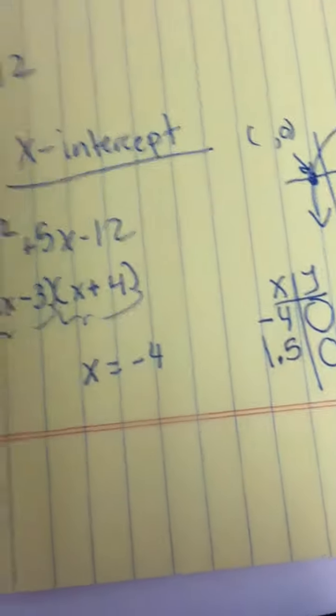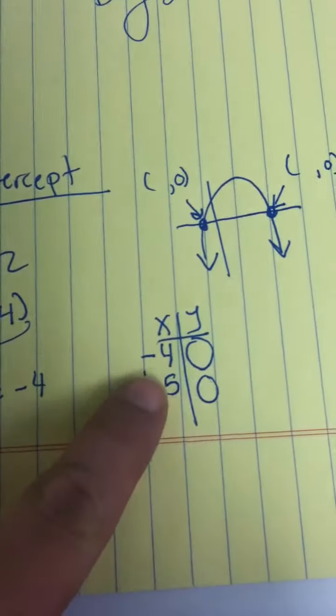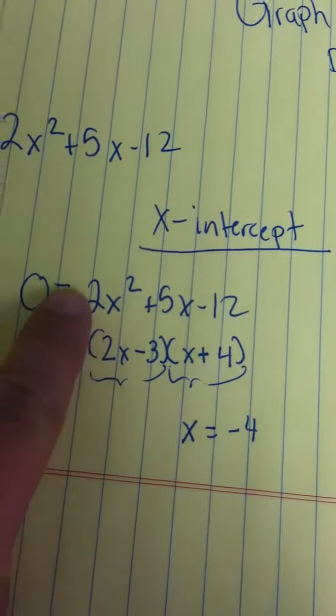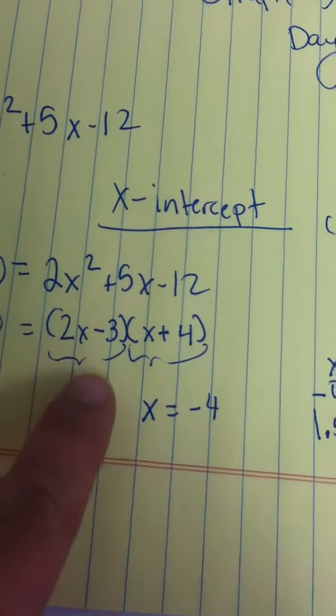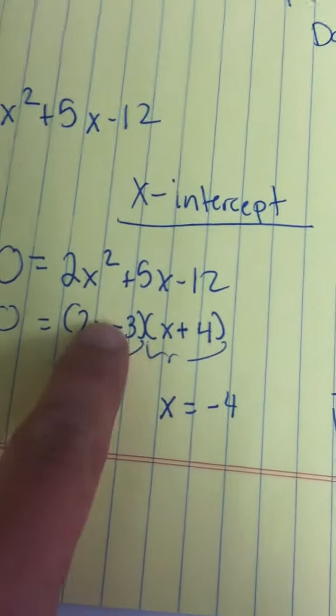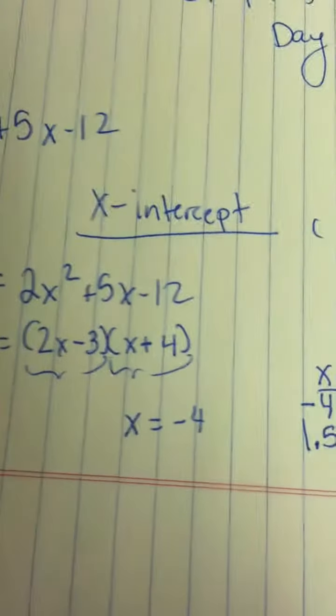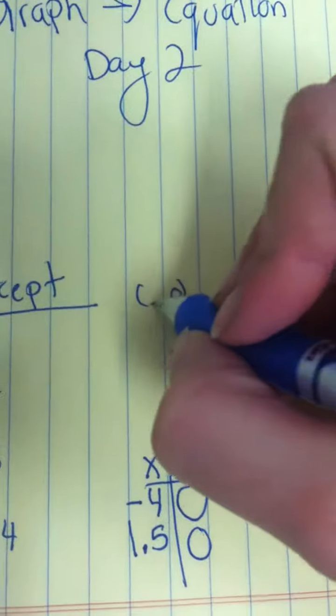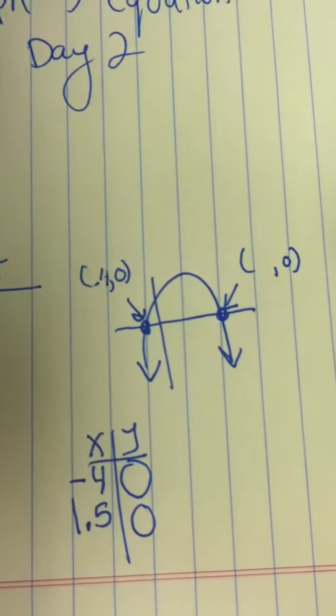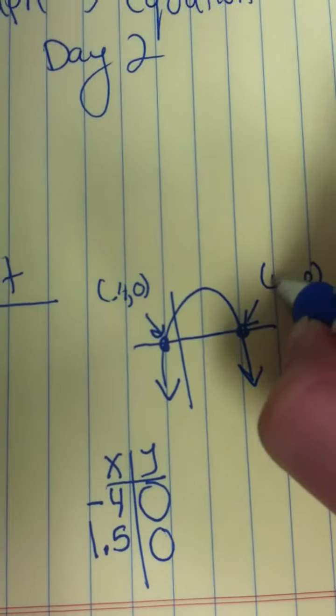And if we think about it, how do these numbers here relate to this equation here? Well, if they make this equation 0, they're also going to make this equation 0. So we have our little points here, and we can put our points at negative 4, 0, and 1.5, 0.